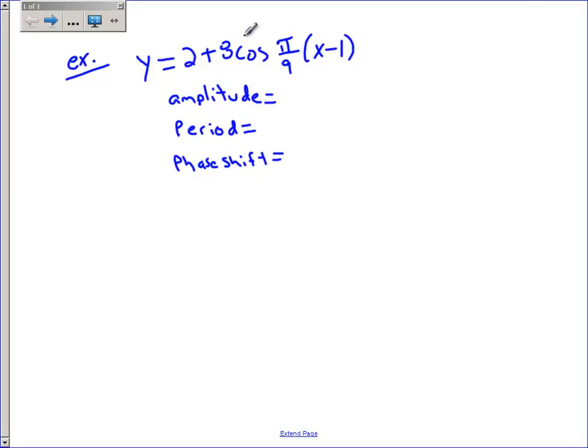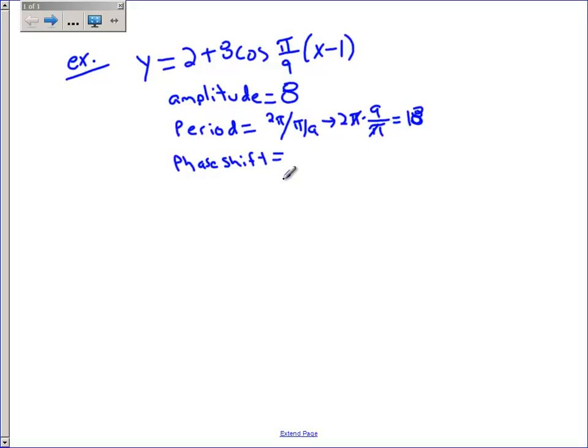The amplitude is the number that's in front of the sine or the cosine, regardless of if it's positive or negative. So our amplitude here is 8. Now the period is a little trickier because pi over 9 is not the period, but the period comes from this number after the cosine. We have to do a little math here. So we know that the period is 2 pi divided by that number b, which means I have to do 2 pi times 9 over pi. And once we do that, we should get that our period is 18.